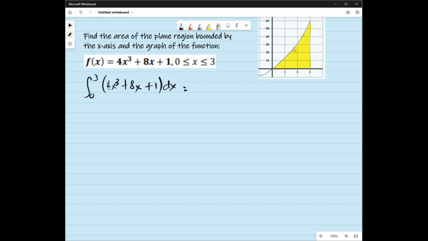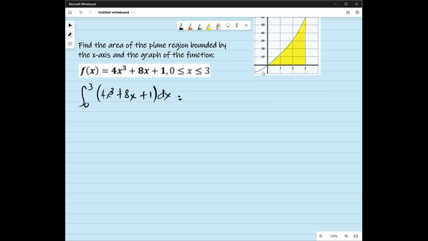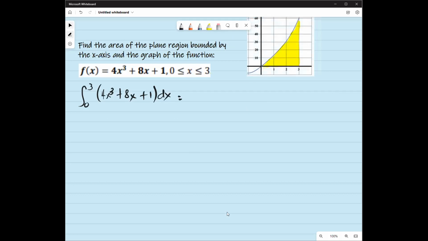everybody, what is the integral of this given function? Type it in the chat box. This is sum and difference. Very easy. What is the integral of this given function? Let me see. What's the integral?